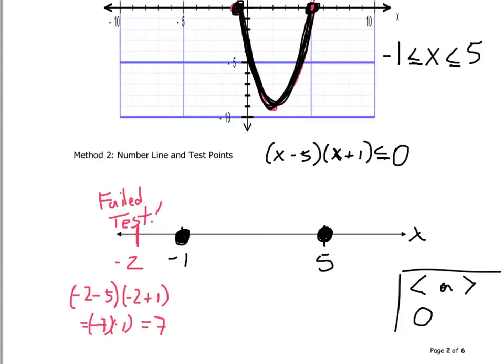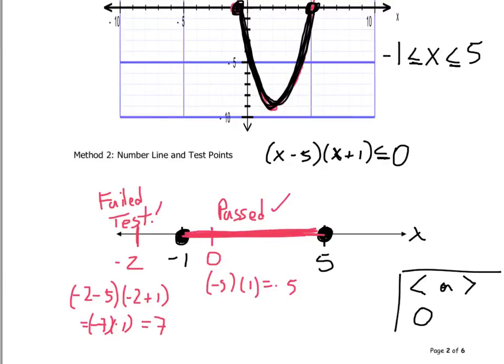Let's test x equals 0 inside the region from negative 1 to 5. If I test x equals 0, I get 0 minus 5, which is negative 5, and 0 plus 1 is 1, so that gives me negative 5. Is negative 5 less than or equal to 0? Yes, of course. So this was a successful test. All of the region between these two points can be highlighted, signifying that all the points between them pass the test.